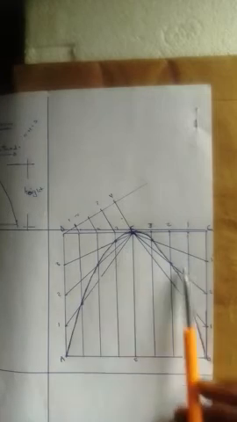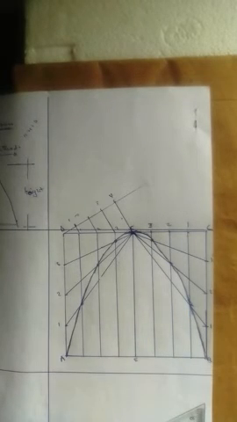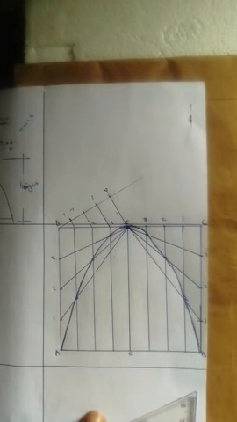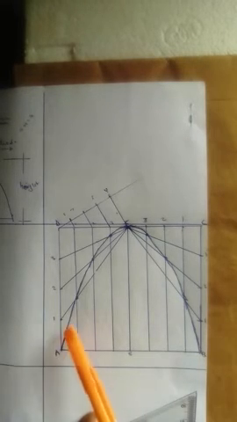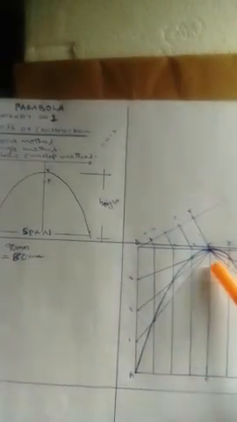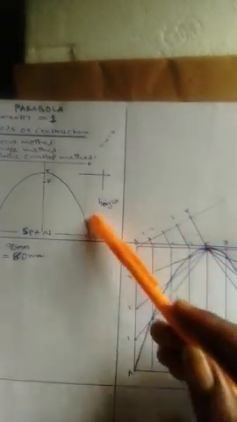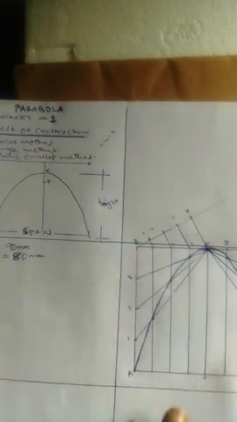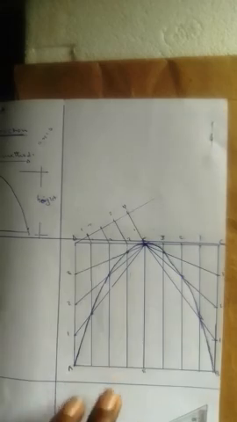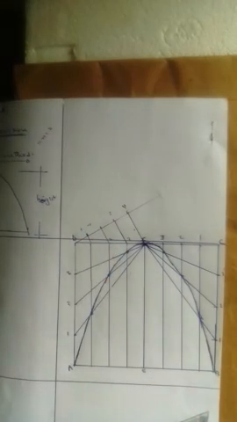So this is how you go about the construction of a parabola using the rectangular method. I hope this helps you understand how to go about it. You can see the span and the height. The highest point of the parabola is the vertex. For the rectangular construction method, you don't need the directrix and the rest. All you need is the span and the height.